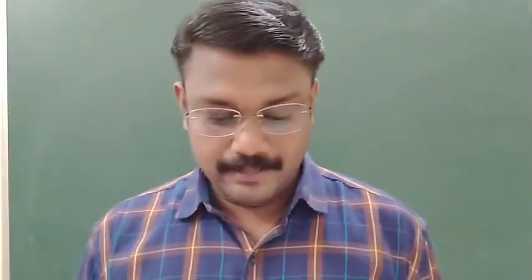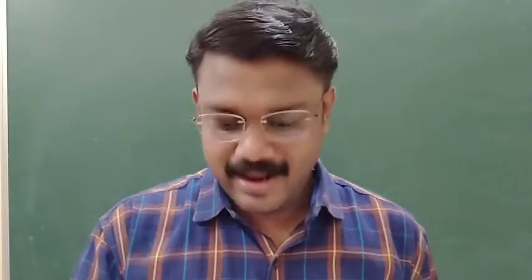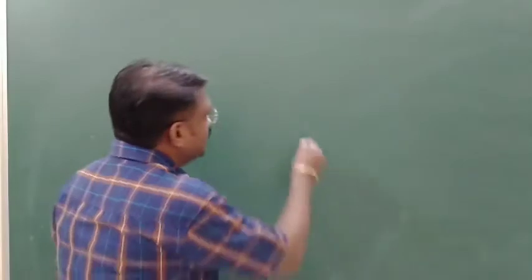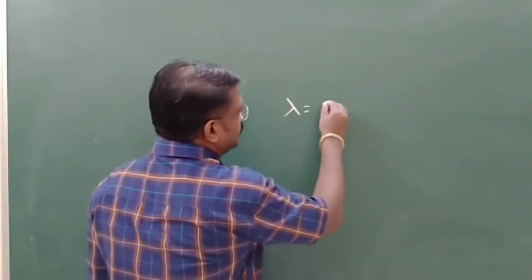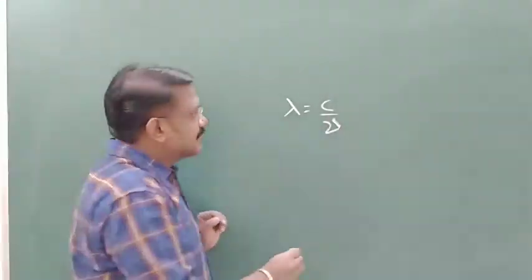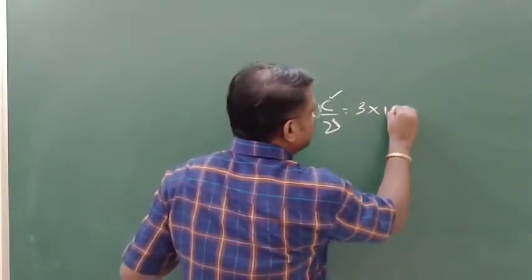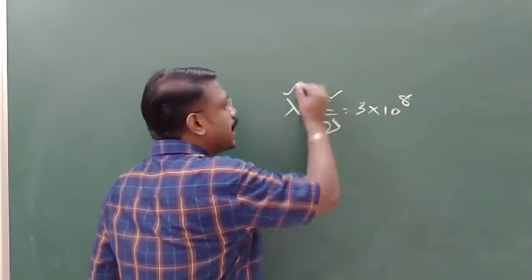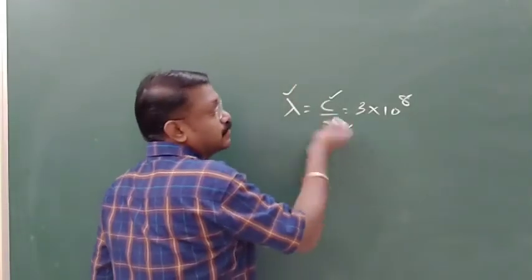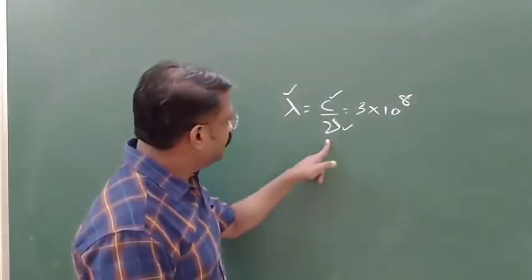Lambda is equal to C by nu. That is, C is equal to nu lambda. C is common there. What is C? C is 3 × 10^8. If you know lambda or nu, you can easily find out the other. If you know nu, you can easily find out the frequency.